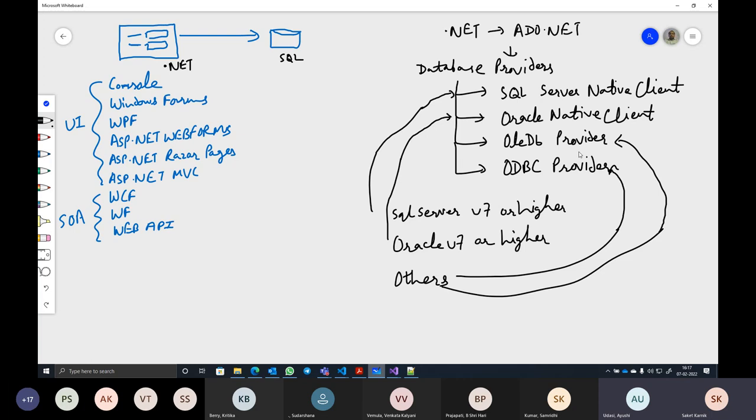Okay. If it is a Windows system, OLEDB provider is used. If it is a non-Windows system on which the database is present, ODBC provider is used. Understood? Now, this version 7 of SQL Server and Oracle can also be communicated via ODBC and OLEDB. These two providers support everything. Then why native client providers are there? Any idea?